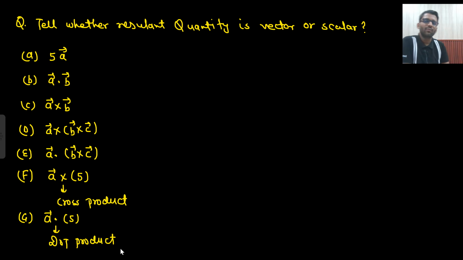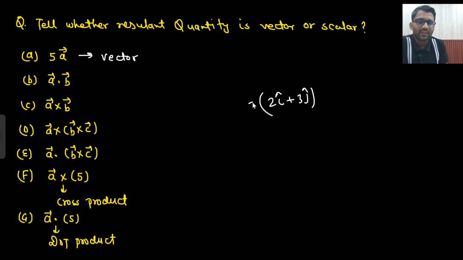Now quickly let me know which one is a vector quantity, which one is a scalar quantity, and which of the following operations is not valid. Tell me, what is this, vector or scalar? It is a vector quantity, because it is just a vector whose magnitude is amplified by a factor of 5. Let's say my vector A was 2i cap plus 3j cap. I am just amplifying the magnitude by a factor of 5, so it becomes 10i cap plus 15j cap. So this is a vector.